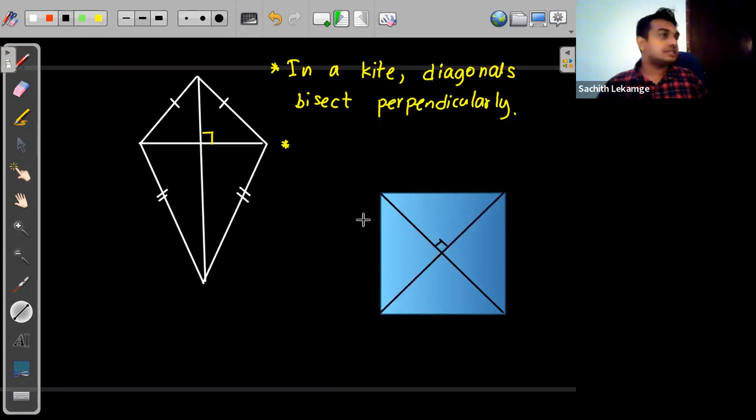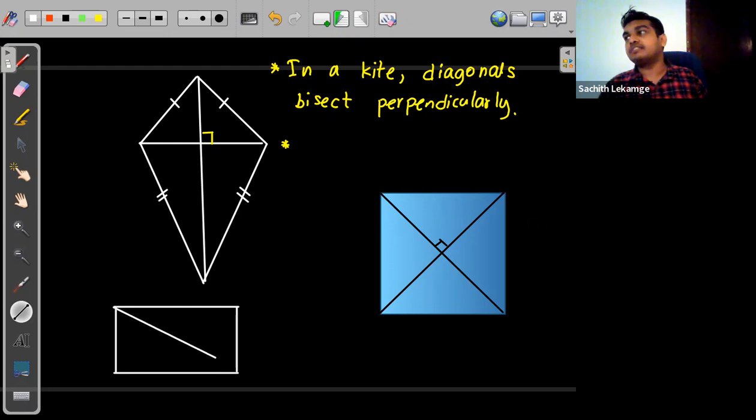See, diagonals bisecting perpendicularly. There is another shape. Parallelogram, right? The kite we already said bisects perpendicularly. What is the other shape? Rectangle: its diagonals bisect, I agree with that, but not perpendicularly. Rectangle is not, it is rhombus.